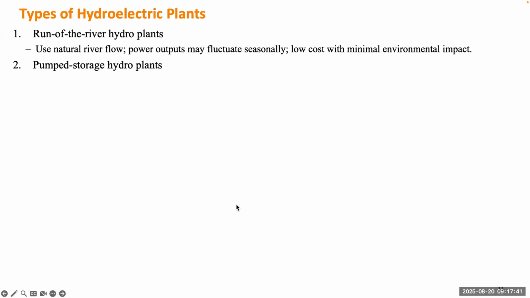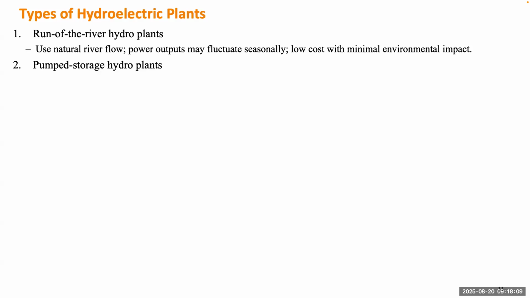But the more common hydro plant will be the first type, a run-of-the-river hydro plant. Such a plant just uses the natural river flow. The power output can fluctuate seasonally. So basically you have the river, you build this power plant, and when the water flows through the turbine, it will drive the turbine to rotate and generate electricity.